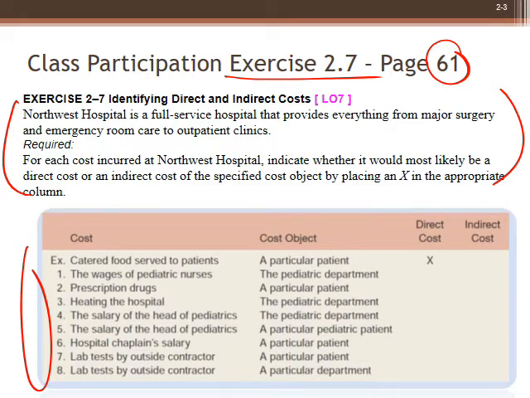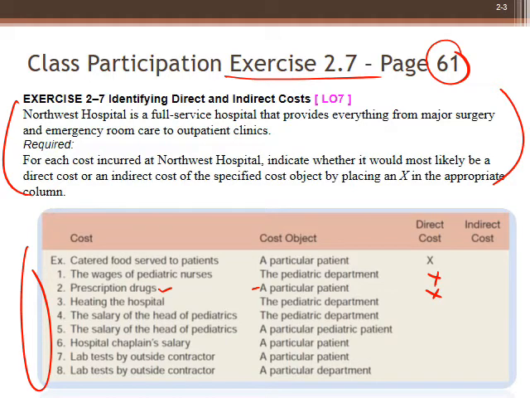Let's talk about number 1, the wages of pediatric nurses, and the cost object is the pediatric department. You can easily trace the wages of the nurses to the department, so that is a direct cost. Number 2, prescription drugs, and the cost object is a particular patient. That is also a direct cost. You can easily trace the cost of prescription drugs.